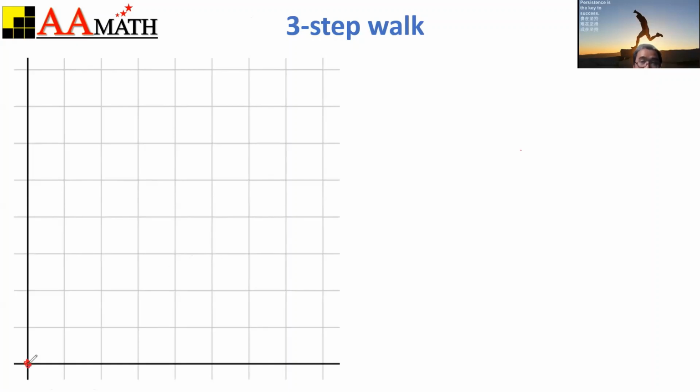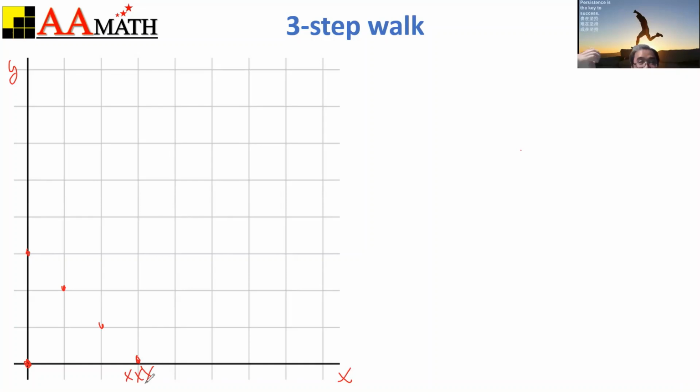We can think about the origin. So let's think about a case. We call this side x, this side y, like a coordinate plane, right? Let's think about 3 steps. Where are the points we can reach within 3 steps? We can reach here, we can reach here, we can reach here, we can reach here, right?